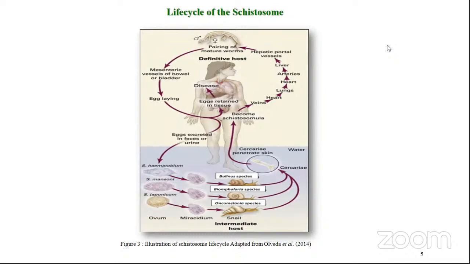In the hepatic portal vessels, the male and female worms pair up and travel to various regions, such as the bowel region and the bladder, where reproduction occurs. The eggs that are produced can be retained in these tissues, resulting in disease manifestation in the gastrointestinal region, resulting in gastrointestinal schistosomiasis or urogenital schistosomiasis.